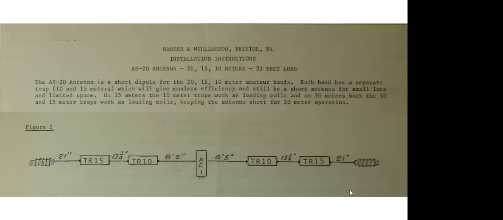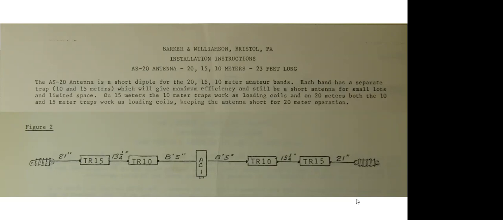Around 1988, I became very interested in stealth antennas. I was living in a single family detached house, trees on the lot, no homeowners association, no deed restrictions, underground utilities, but I was very interested in stealth antennas. I bought a Barker & Williamson model AS20 trap dipole from EGE Electronics in Woodbridge, Virginia, which is now Ham Radio Outlet. It covers the 20, 15, and 10 meter bands. It was 23 feet long. I installed it in my attic.